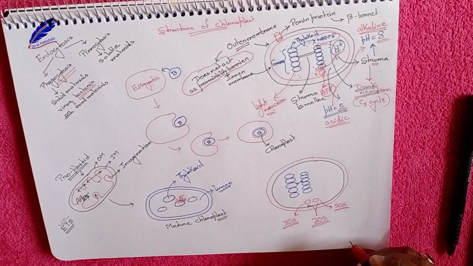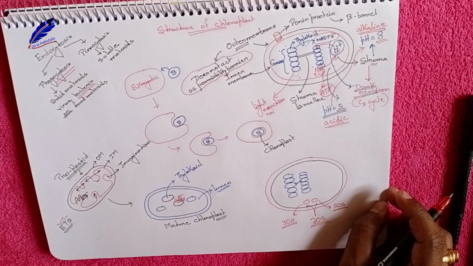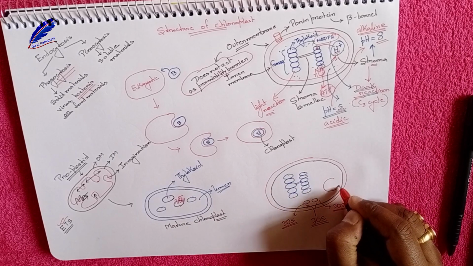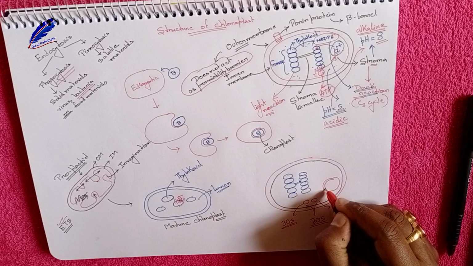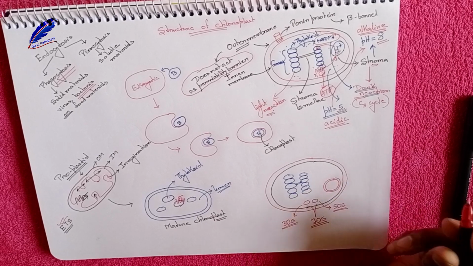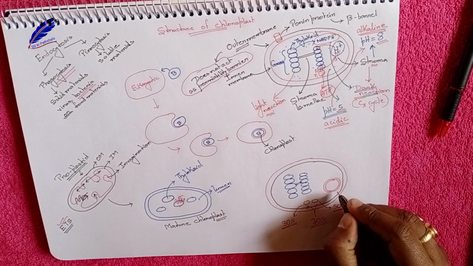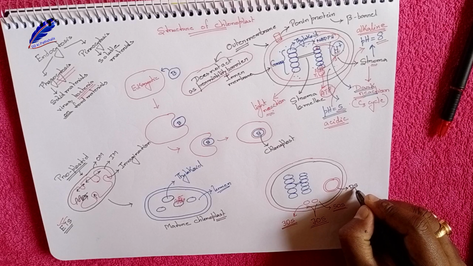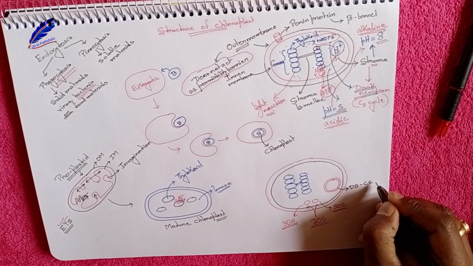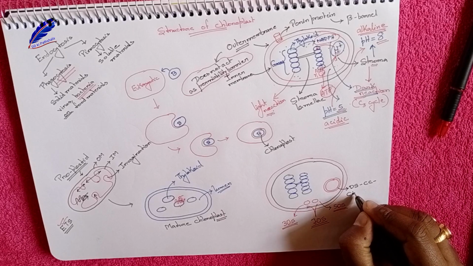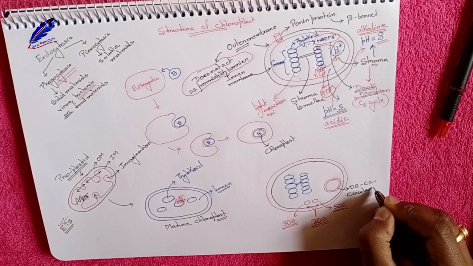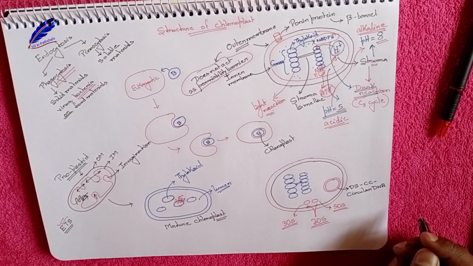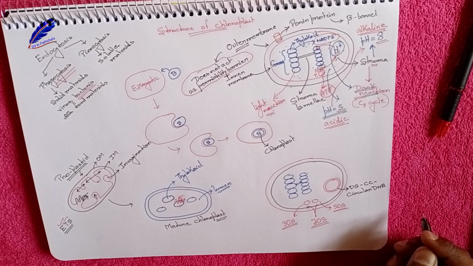As it is prokaryotic in nature, the chromosome or the DNA is circular in nature, and it is called double-stranded covalently closed circular DNA.